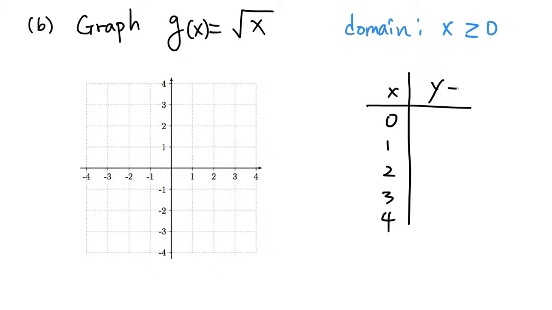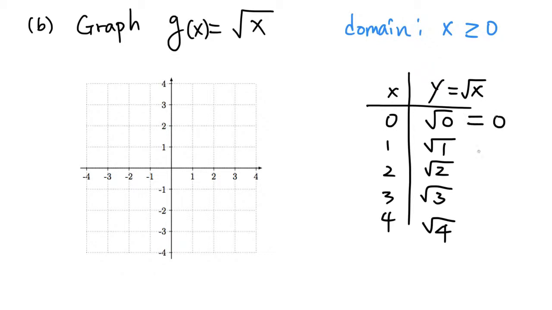Now y values are square root of x. So we have square root of 0, square root of 1, square root of 2, square root of 3, and square root of 4. Some of these values we know. Square root of 1 is 1, and square root of 4 is 2. But we are not exactly sure what square root of 2 or square root of 3 are. But it seems that the numbers are increasing, so the numbers will be somewhere between 1 and 2, increasing in this way.